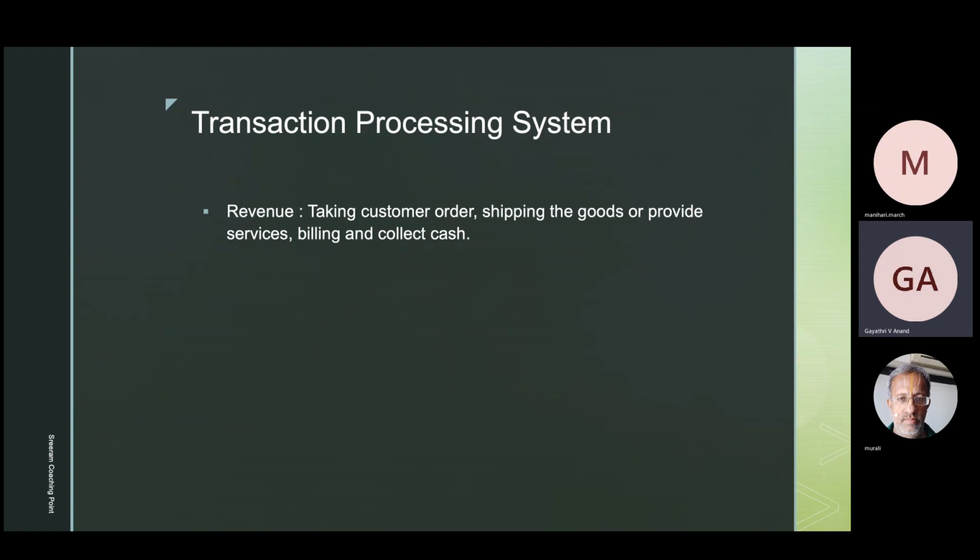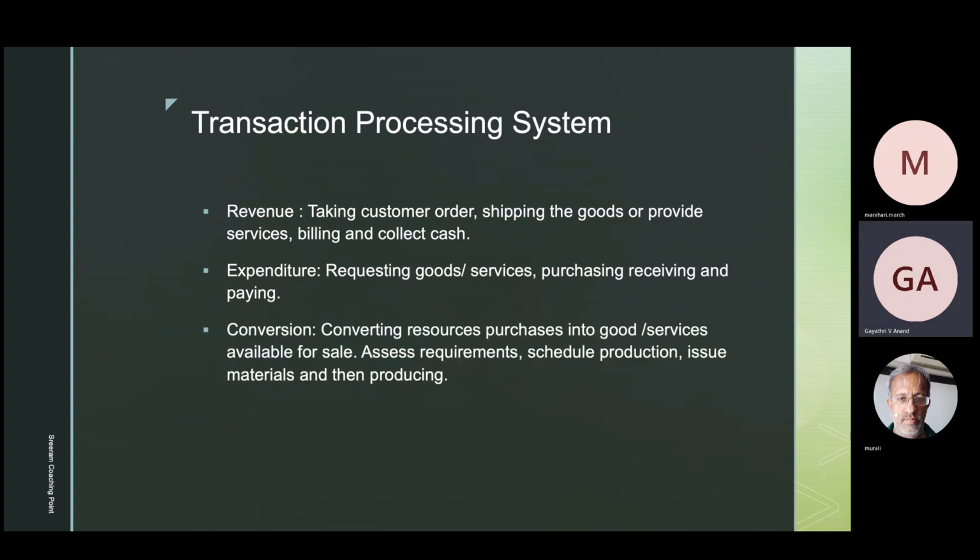If you see, it is only an extension of AIS, where we talk about revenue. Now, when we talk about revenue, it's like taking customer order, shipping the goods, providing bill, and collecting cash. Then we talk about expenditure, where you request for goods and services, purchasing, receiving, and paying. Then conversion, basically converting purchased goods into available for sale. Like you have to assess the requirements, schedule production, issue materials, and then actual producing.